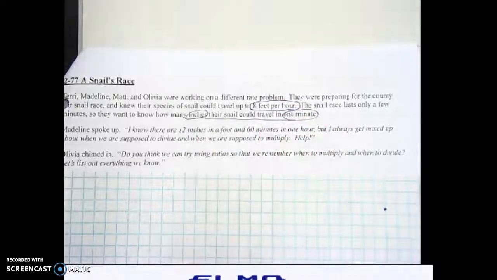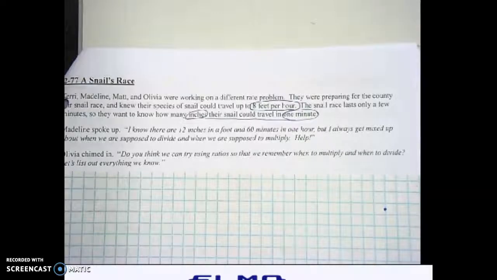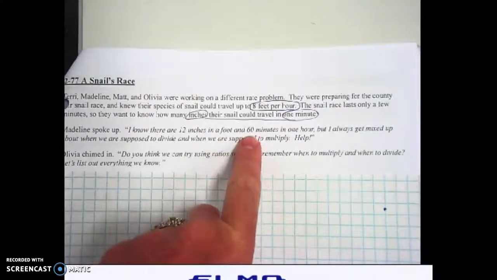All right? So Madeline spoke up. I know there are 12 inches in a foot. Yes, we all know that. It's on the table, but most of you don't even have to look at the table for that one, right?